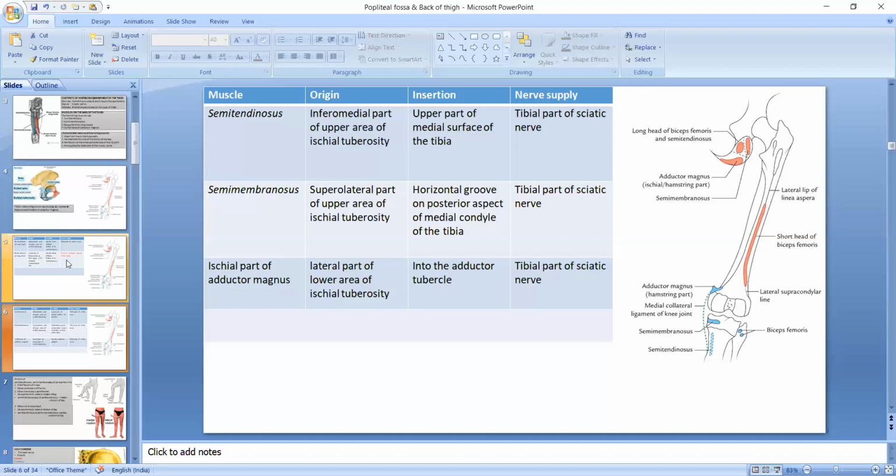So today we discussed the hamstring muscles of the back of the thigh, or the posterior compartment of the thigh. In the next video we will discuss another part of the back of the thigh.